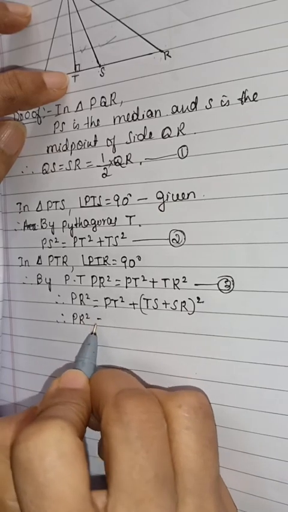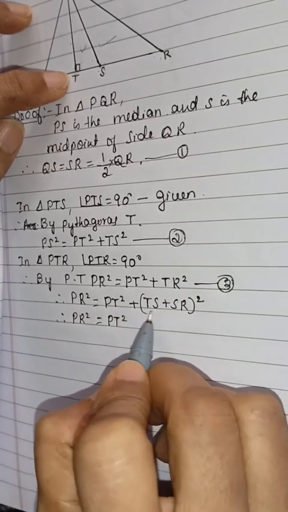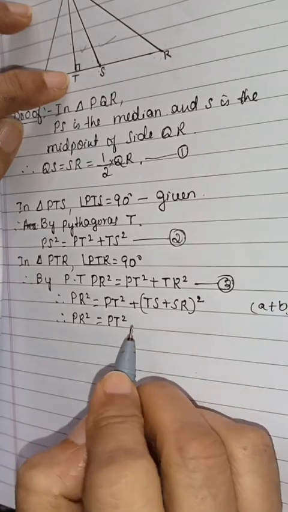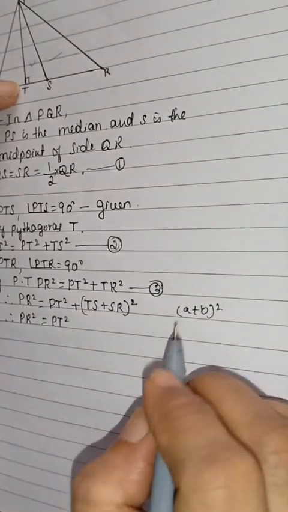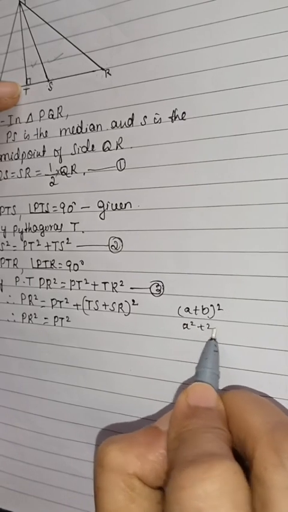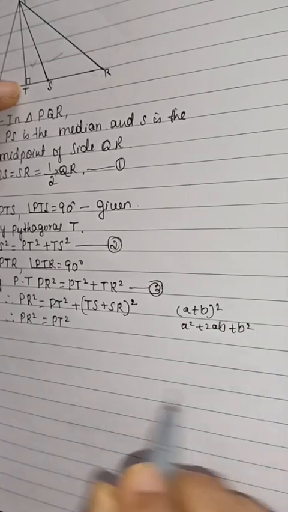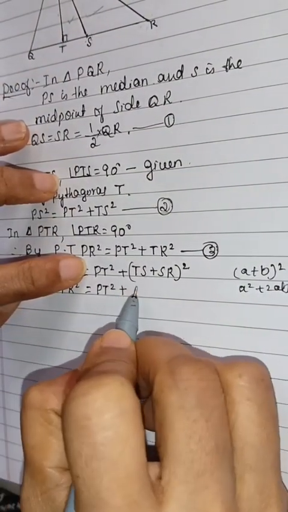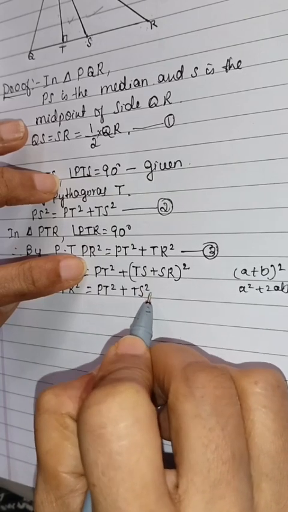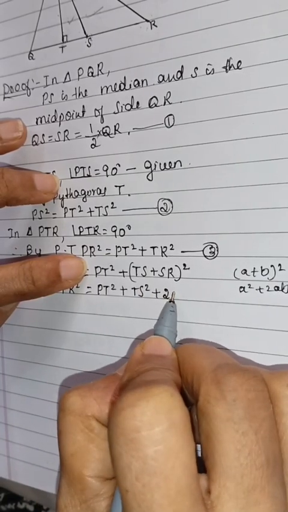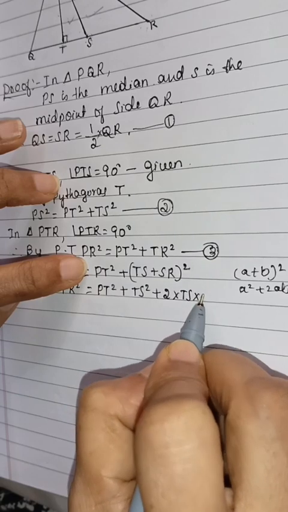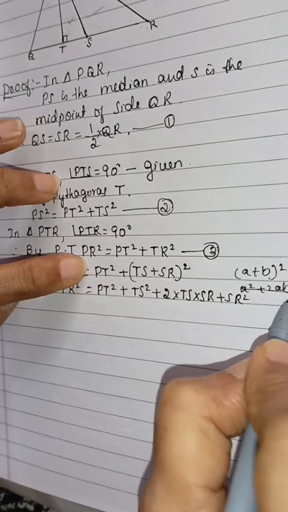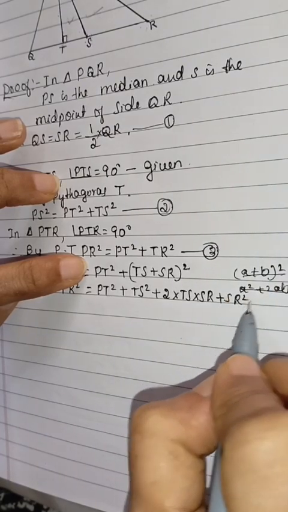PR square equal to PT square plus, here it is A plus B whole square. What is the formula for A plus B whole square? That is A square plus 2AB plus B square. We have to use that formula here. Plus TS square plus 2 into TS into SR plus SR square.